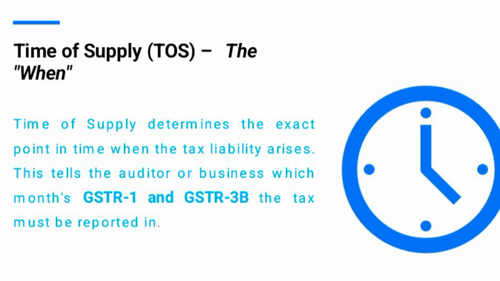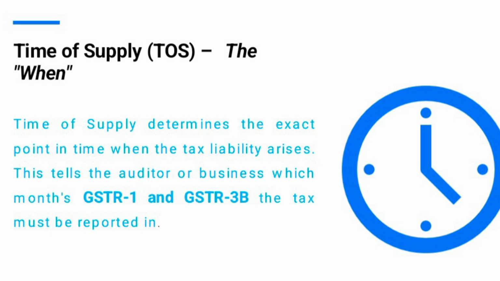Suppose it arises today, but you have to discharge it while filing the monthly return. Suppose this month's supply, while filing the monthly return, GSTR 3B, which is the return in which you discharge the liability. Okay, and in GSTR 1 you depict the outward supply. The time of supply determines the exact point in time when the tax liability arises. This tells the auditor or business in which month's GSTR 1 and GSTR 3B the tax must be reported.